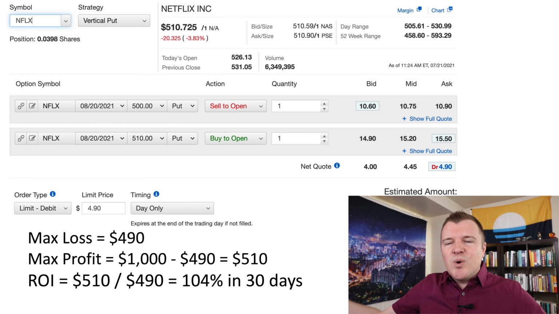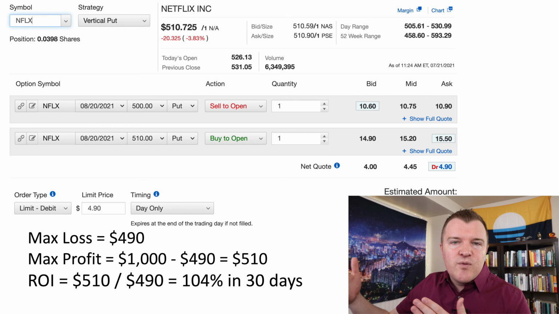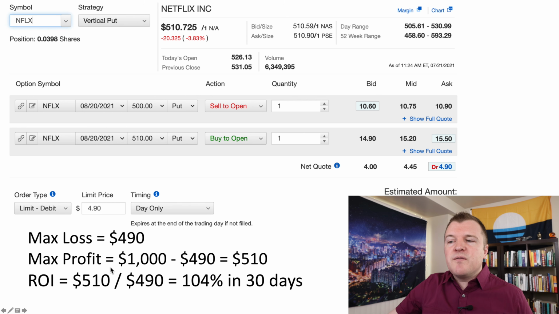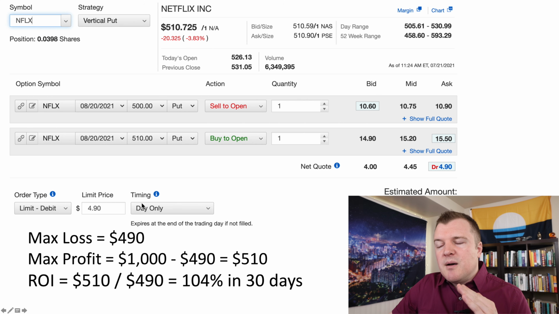So let's run the math. What is your max loss? It's what you're paying for the debit, $490. What is my max profit? It's the width of the two strike prices minus the debit you're paying to play, $490. My max profit is $510. So what is my potential return on my investment over 30 days? 510 divided by 490. I can make 104% on my money if I were to do this trade.